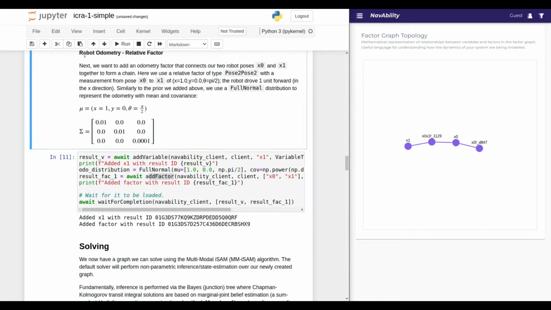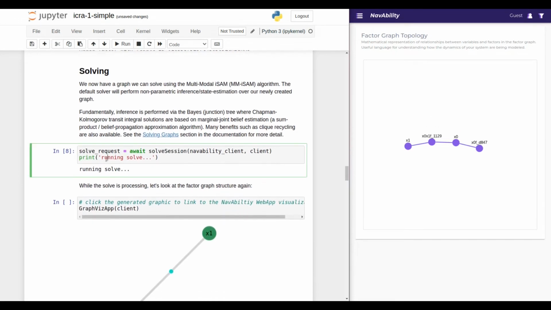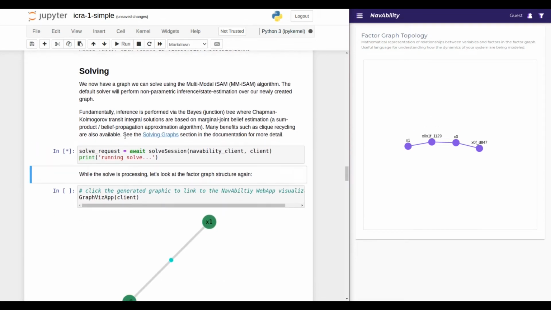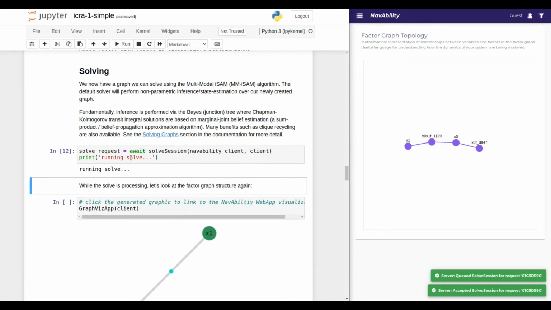The robot drove 1 unit forward in the x direction. So similar to the prior we added above, we use a full normal distribution to represent the odometry with mean and covariance as seen here. We now have a graph we can solve using the multimodal iSAM algorithm. The default solver will perform non-parametric inference or state estimation over our newly created graph. We trigger the solve by calling solve session with our client information.